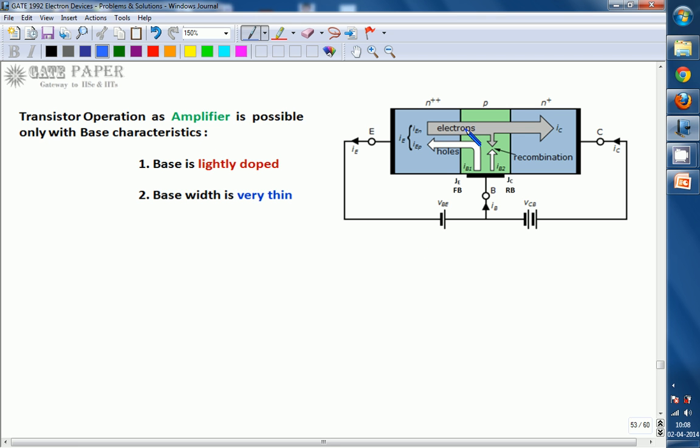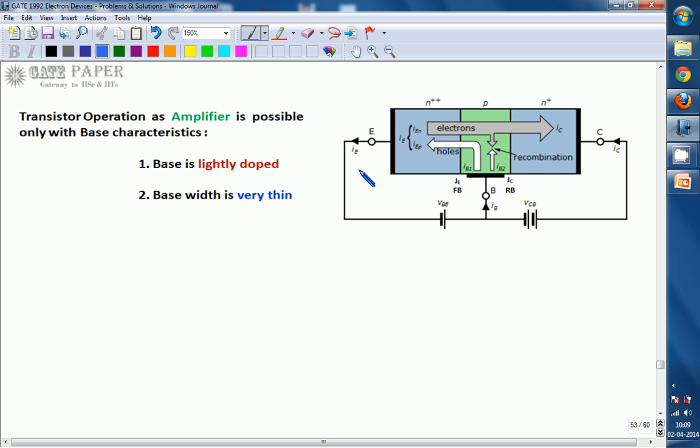Assume that we are going with a BJT of NPN type. So the emitter is heavily doped, so we write N++. The collector is moderately doped, so it is given as N+, and the base is lightly doped, so it is P. So N++, P, N+. According to the doping concentrations, emitter, base and collector are shown.